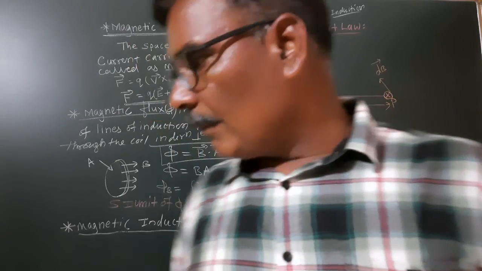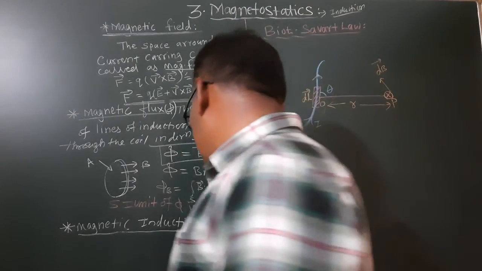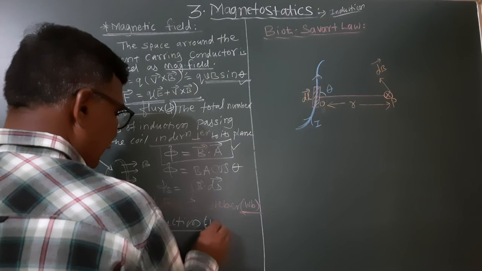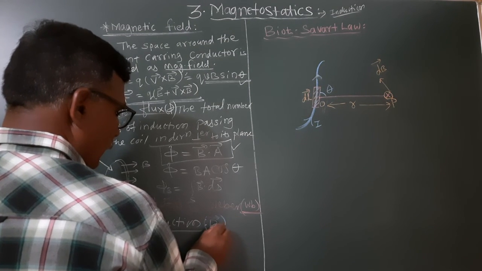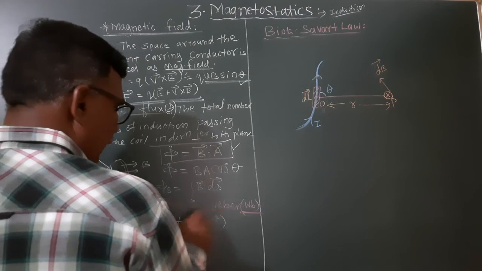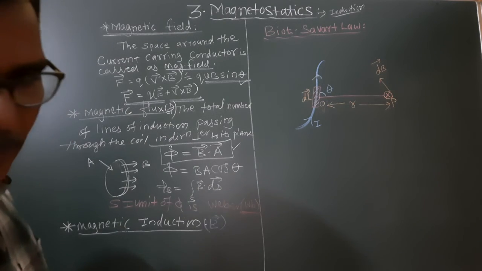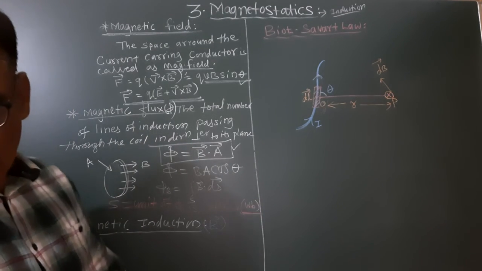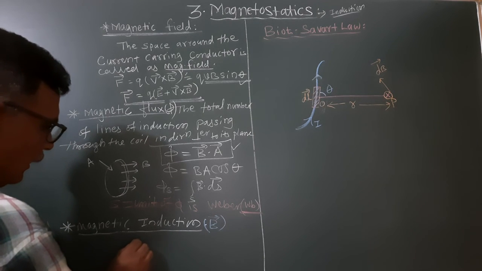Secondly, magnetic induction. Sometimes a question may be asked on that: magnetic induction is denoted by which symbol? Magnetic induction is denoted by the symbol B bar. B bar is called magnetic induction. Magnetic induction can be defined as magnetic flux per unit area.